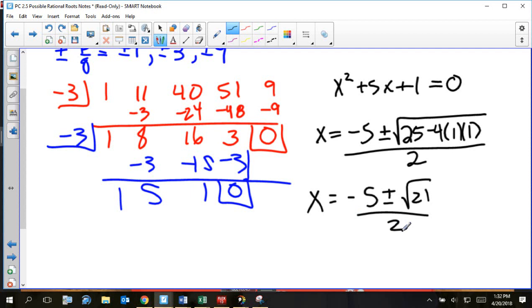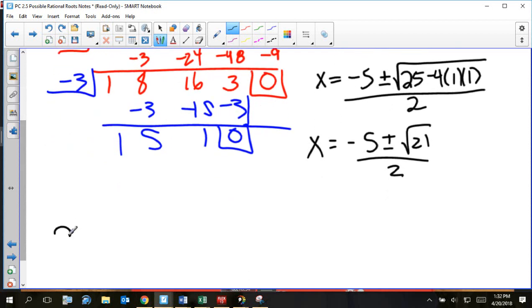X equals -5 plus or minus square root of 21. Now the goal is to write this in factored form. So I take all of my zeros and write them as factored. This one is g of x. My first factor comes from -3, so that'll be x plus 3.